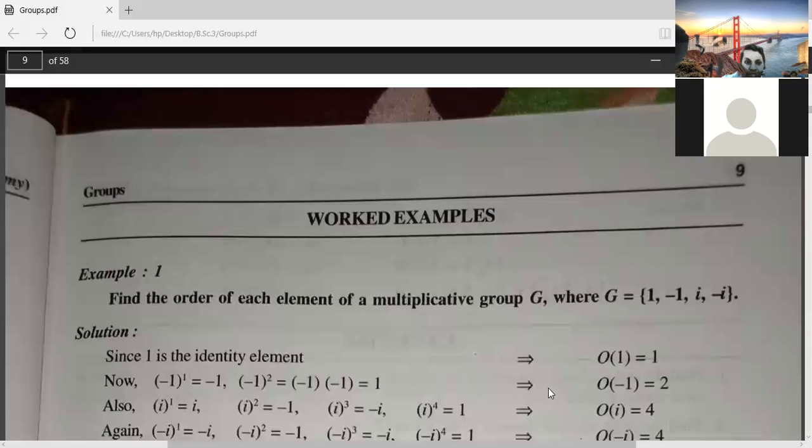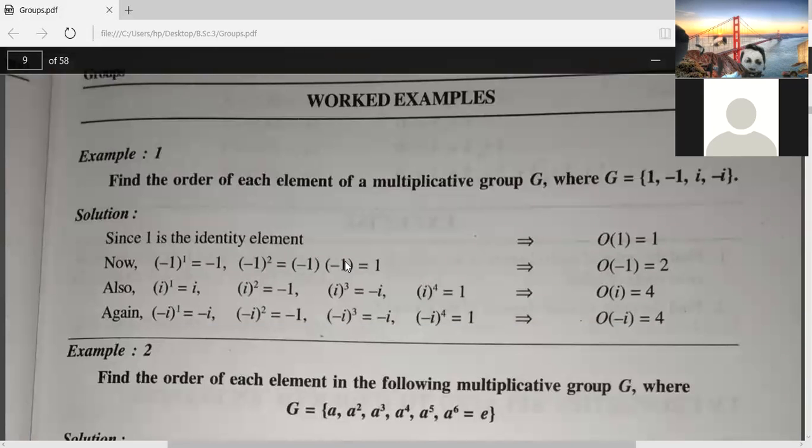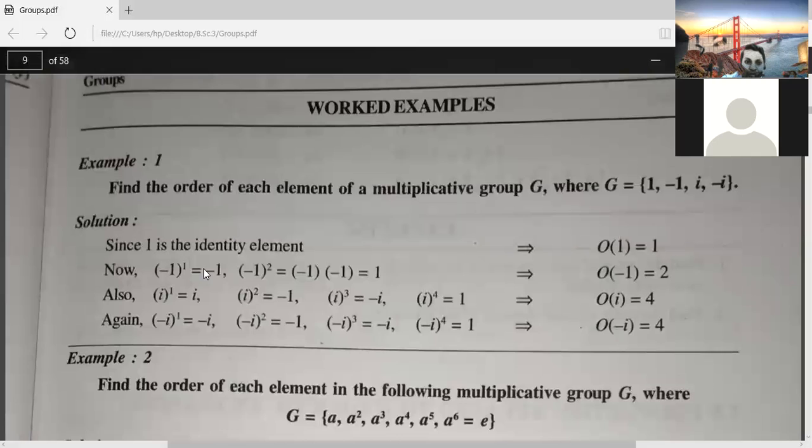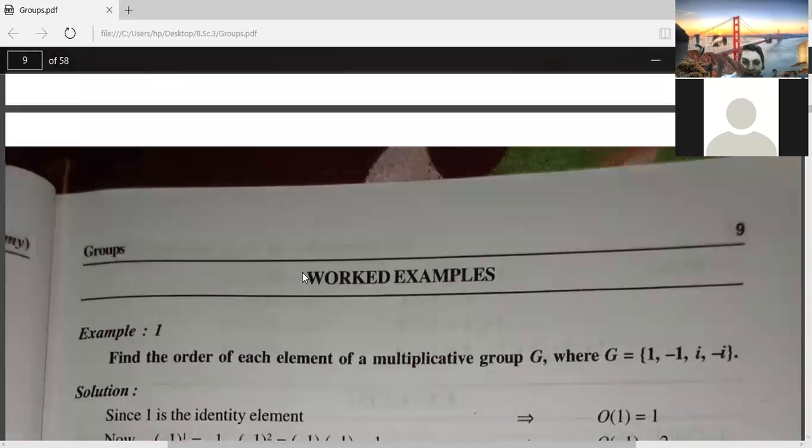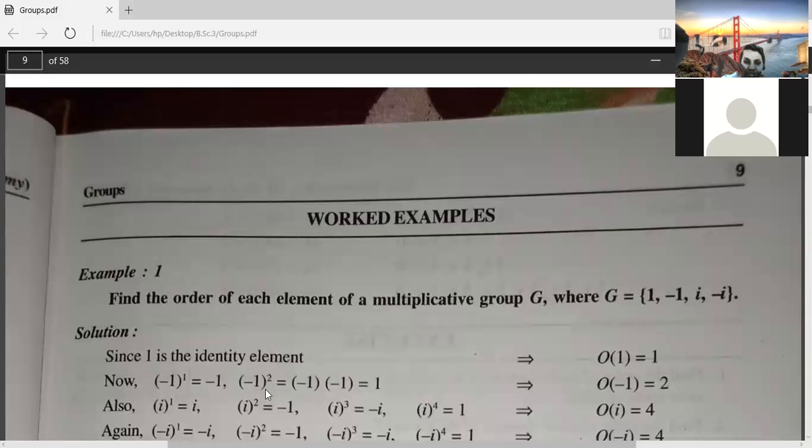Now here, in the solution, you have to find the order. Minus 1 to the power 1 equals minus 1. Minus 1 squared is minus 1 into minus 1 equals 1. Here 1 is the identity element, because dot is the binary operation, so you can write order of 1 is equal to 1. Now minus 1 squared equals 1, because A to the power n equals E means order of A is equal to n. That means order of minus 1 is equal to 2.